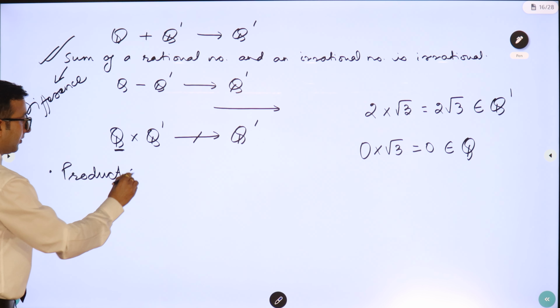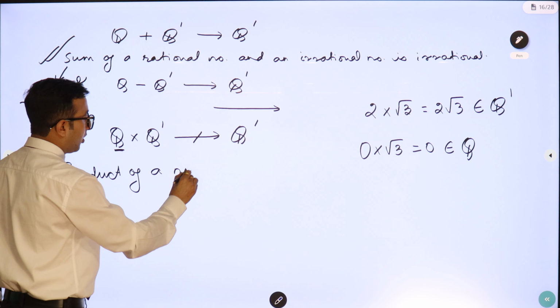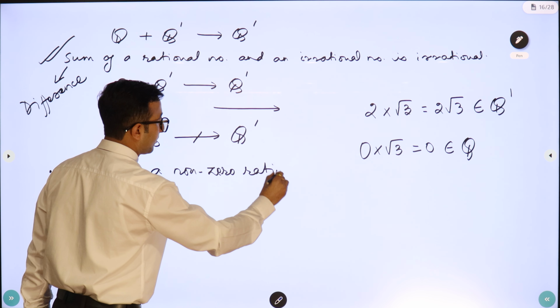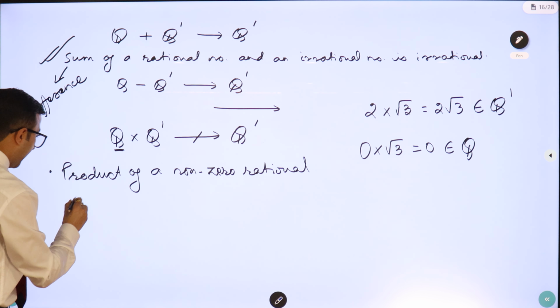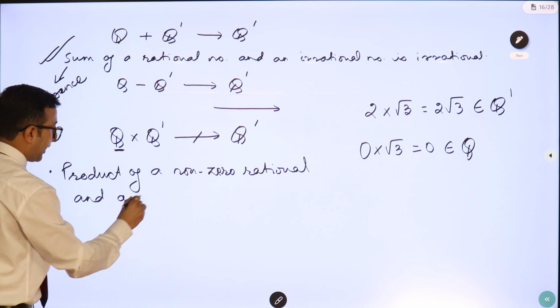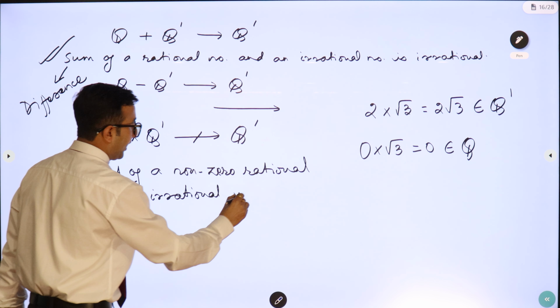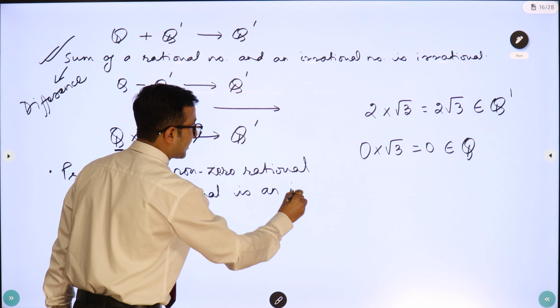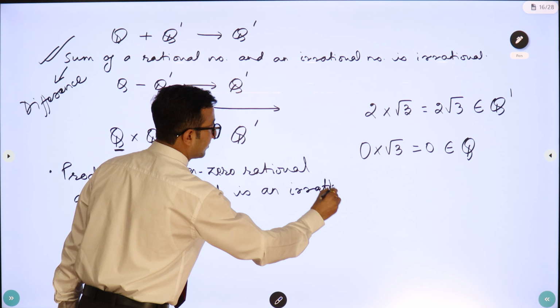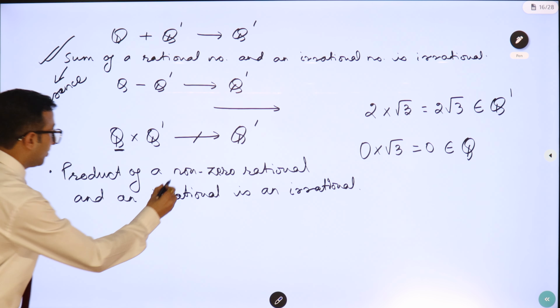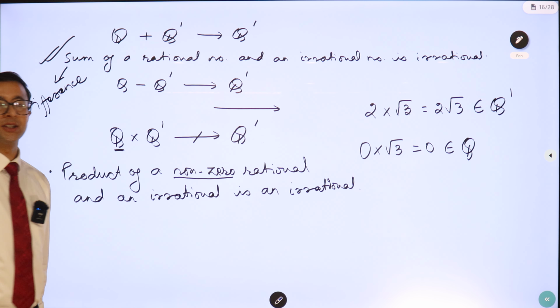Product of a non-zero rational and an irrational is an irrational. So this non-zero part is very much important.